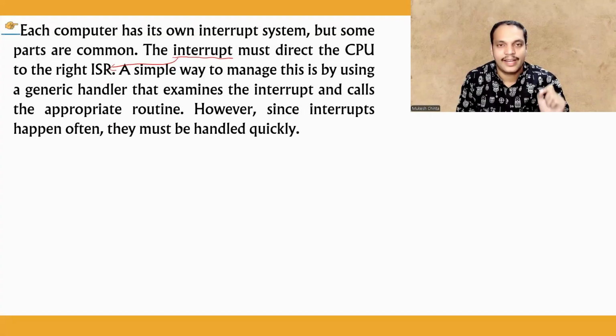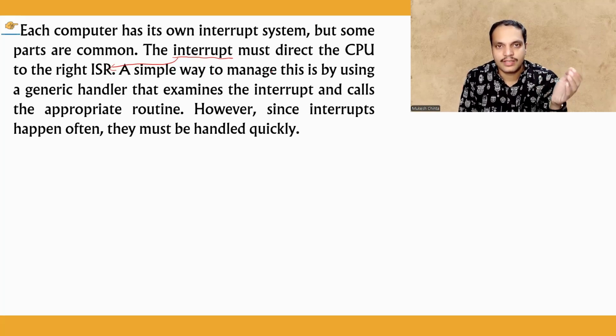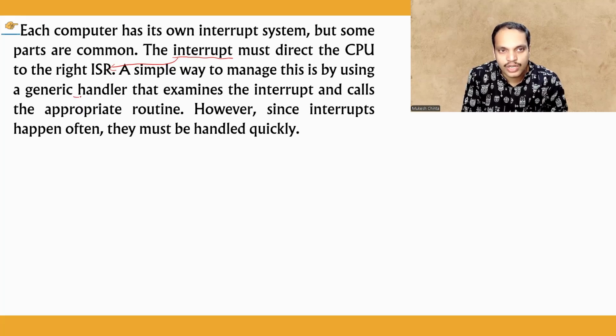So it is very important for the CPU to load the correct ISR for the corresponding interrupt. So a simple way to manage this is by using a generic handler that examines the interrupt and calls the appropriate routine. So what this handler does is identify which interrupt has come and call the corresponding routine.